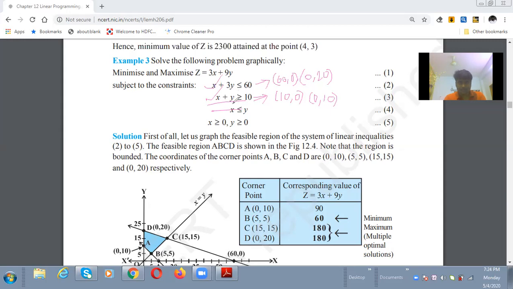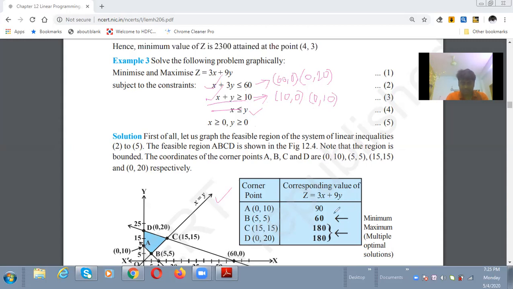2y equals 50, y equals 25. We substitute y equals 25 there, and we'll get some value for x. So 15 comma 15 we will get for that. Now x less than or equal to y means x equals y, the line x equal to y.